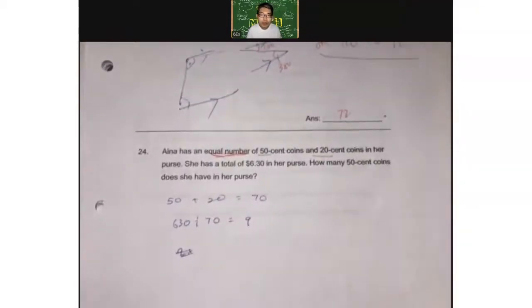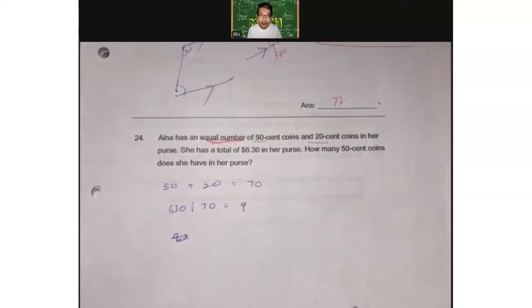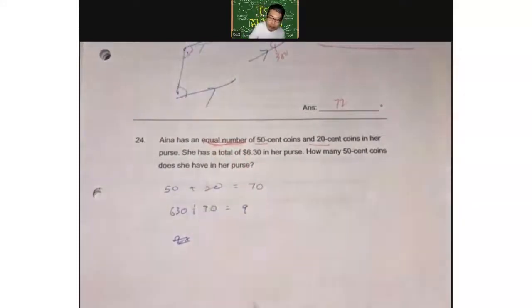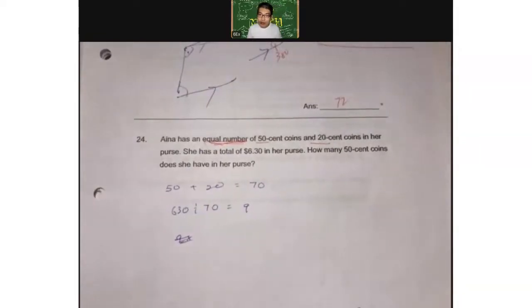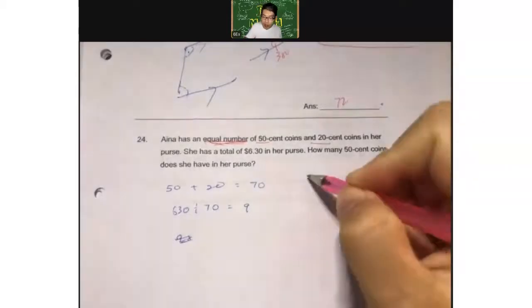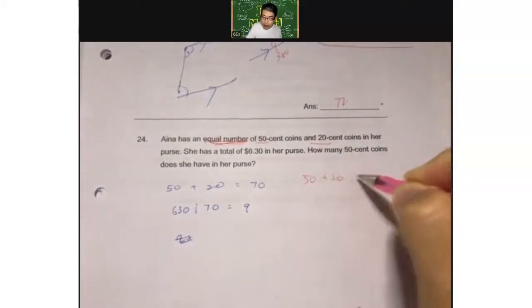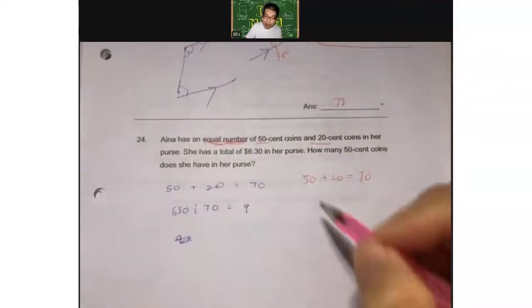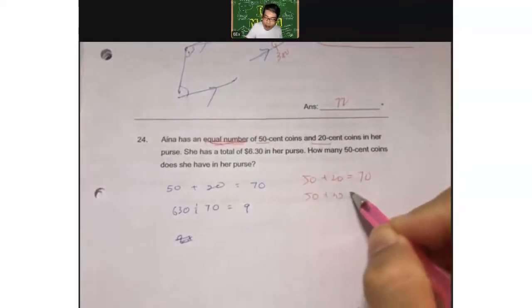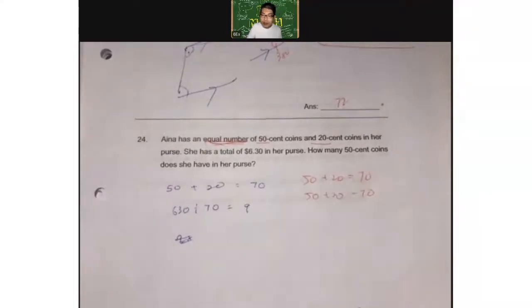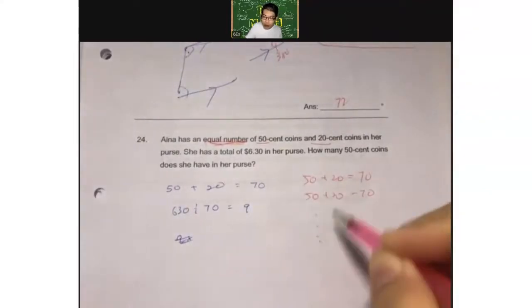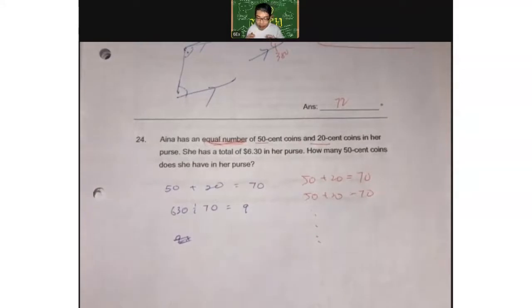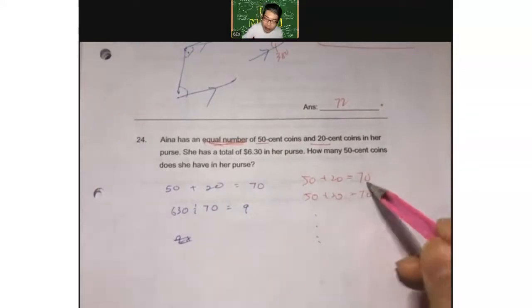Next, Aina has an equal number of 50-cent coins and 20-cent coins in the purse. I love it because they tell you it's an equal number. I don't know how many 50-cent coins and 20-cent coins there are, but it's the same number. So if I group my 50-cent coin plus 20-cent coin, one group of 50 cents and 20 cents is 70 cents. Another group of 50 cents and 20 cents is another 70 cents. So there could be many groups of this. But if I pair up all the 50 cents and 20 cents, I'll get 70 cents.